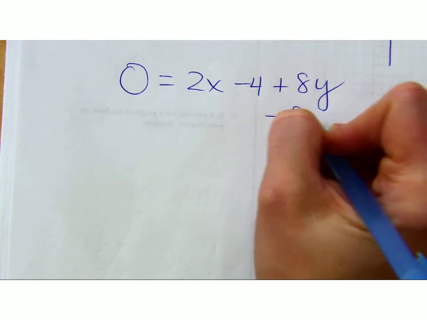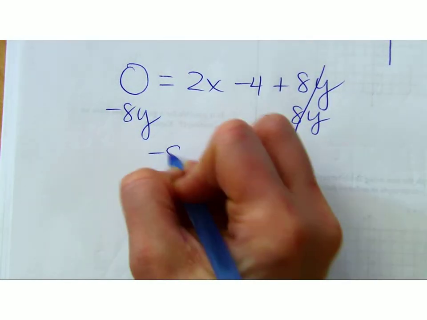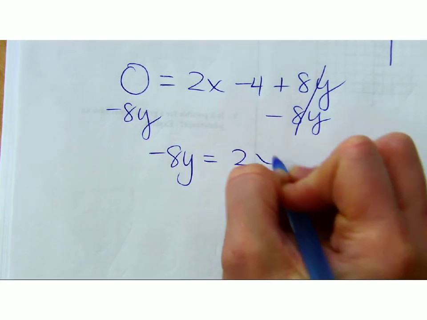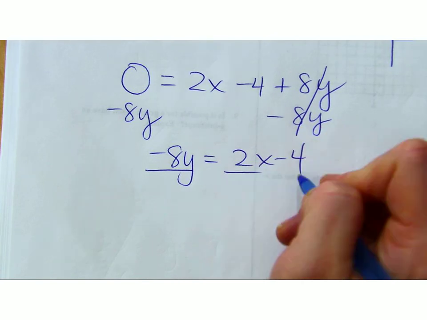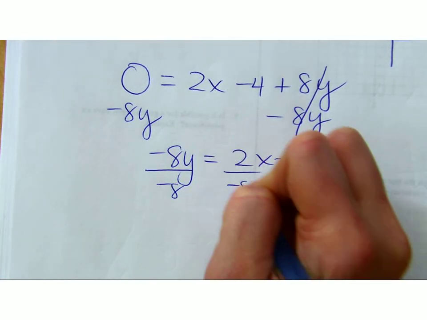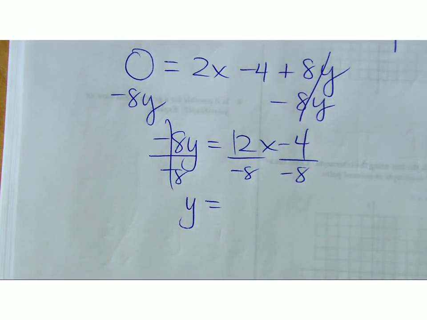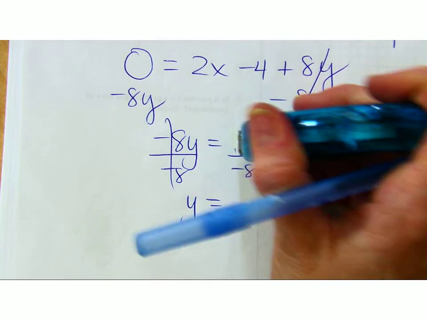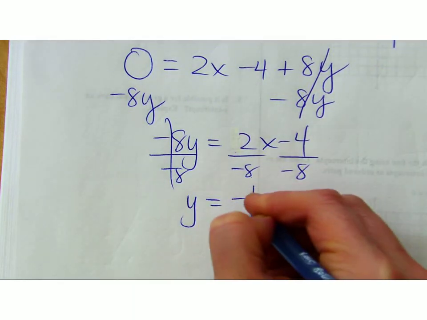It's just thinking. It's just applying things. Negative 8y is now equal to 2x minus 4. And then divide by negative 8. So y is going to equal positive divided by a negative. Ignore that I just put that there. I was thinking that that was just an x. So 2/8 is reduced down to negative 1/4.